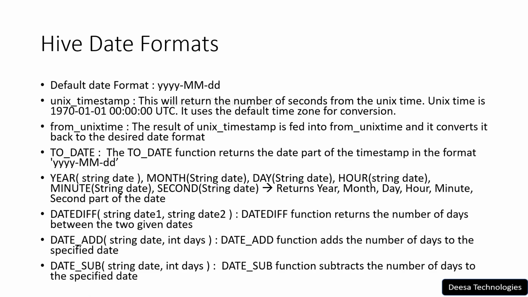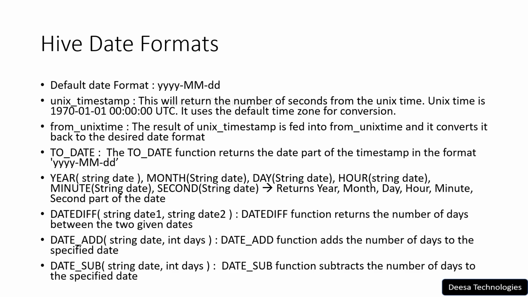In this session, we look at some of the Hive date formats. Now, the default date format in Hive is YYYYMMDD. That's the default date format. And then we have the different date functions that we can use in Hive. So let's look at each of them.